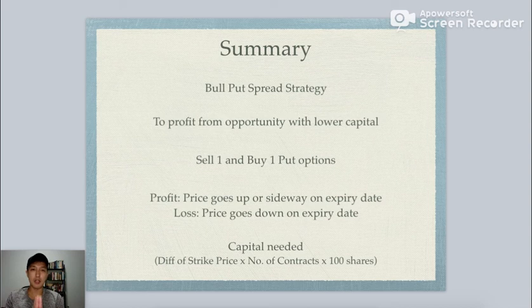I hope this strategy will help most of you who have smaller capital, and just use this strategy wisely and invest safely. I hope you like this video. There are going to be a couple more strategies upcoming in the next few videos.